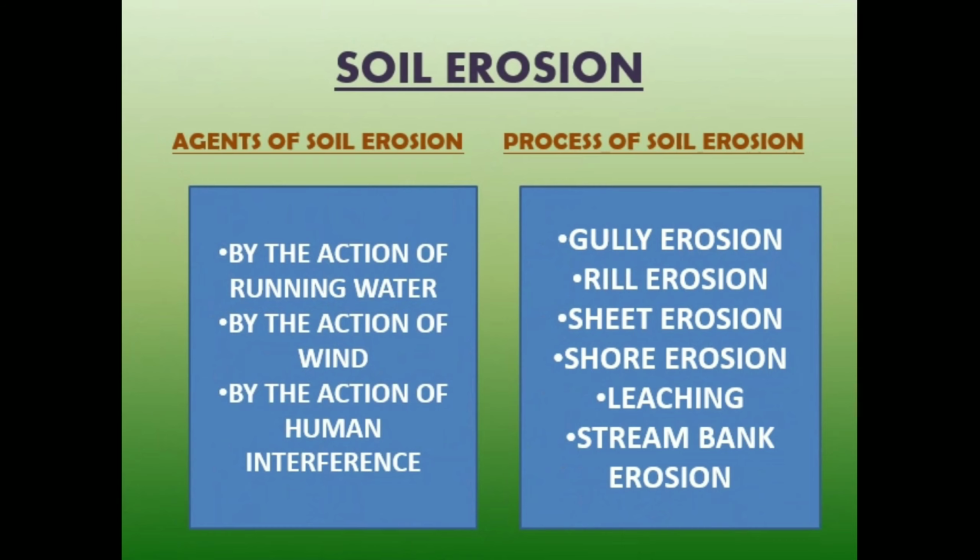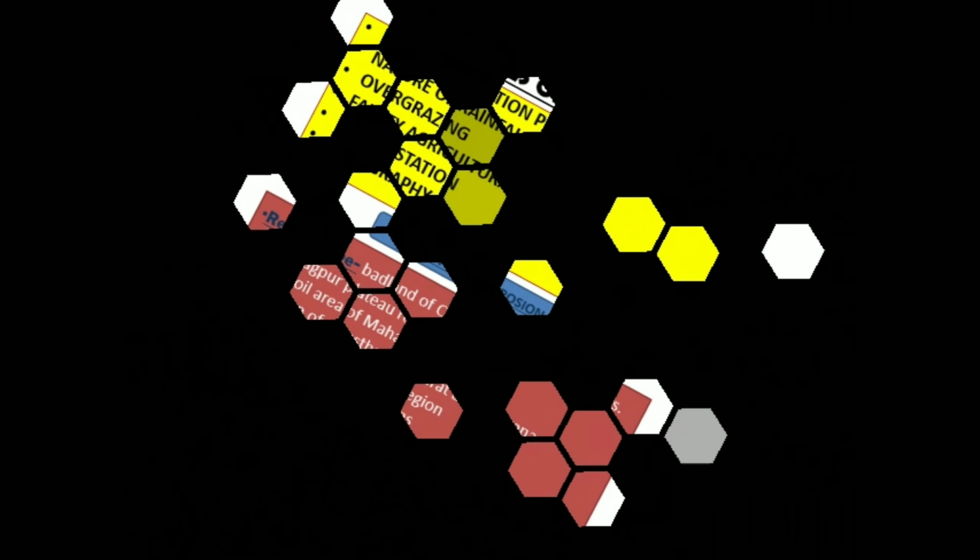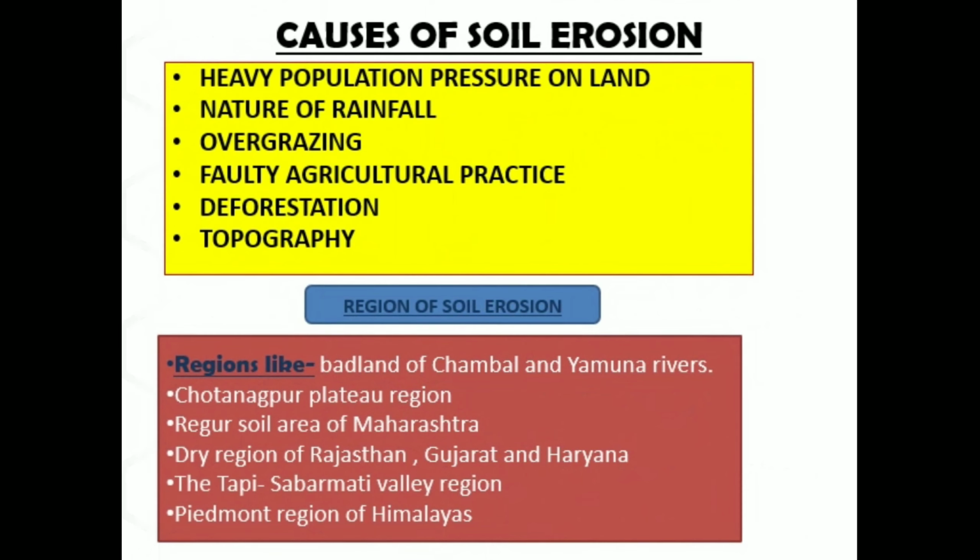Soil erosion. The agents of soil erosion are the action of running water, the action of wind, and the action of human interference. Process of soil erosion: gully erosion, rill erosion, sheet erosion, shore erosion, leaching, stream bank erosion. Let's know the causes of soil erosion: heavy population pressure on land, nature of rainfall, overgrazing, faulty agricultural practice, deforestation, topography.